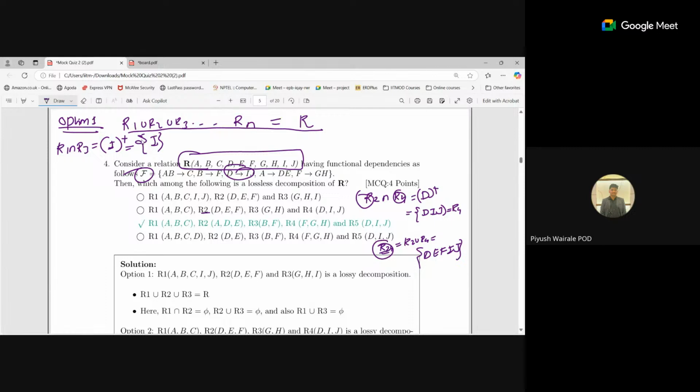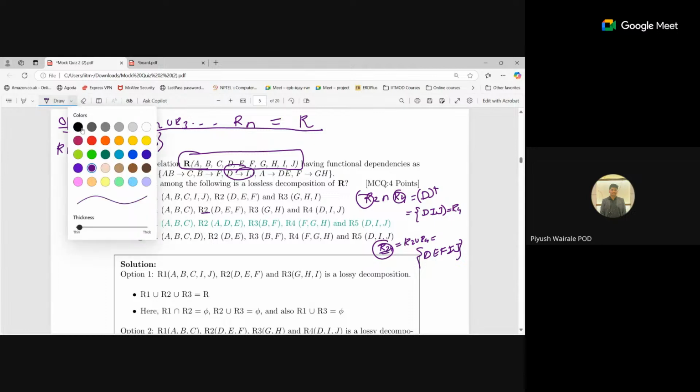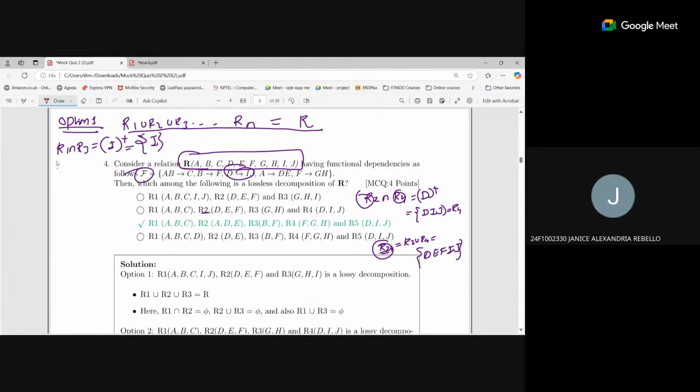Obviously, the first condition is satisfied. Now which two relations do we have to take? We can take R1 and R2 together, and their combination we can take with R3. R1 with R3 also we can do. R3, R4, R2 also we can do. R2, R5 also we can take, right? Yes, sir. So here we have different options that we can do. So let's take any two.